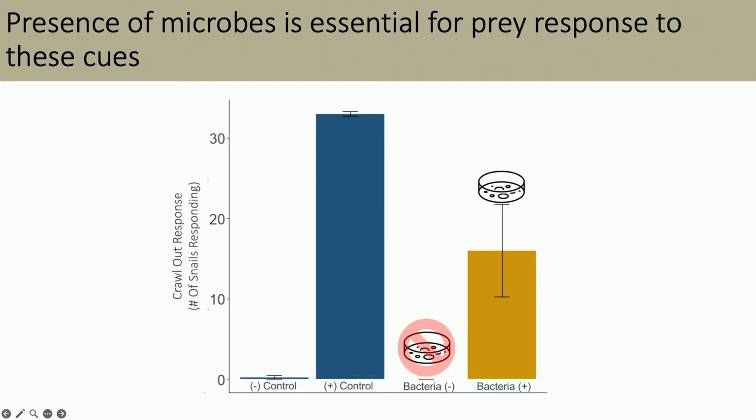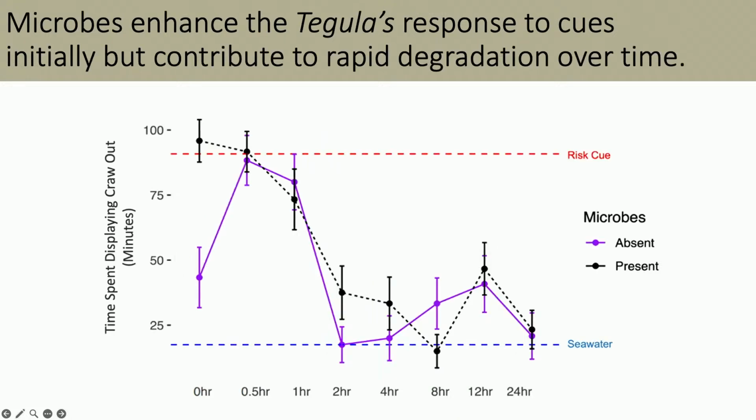So we also looked at a different way of getting rid of the bacteria from the cue. We used the antimicrobial agent tetracycline. And similar situation here. The red dotted line is the typical Pisaster risk cue and the time that Tegula spent out of the water in response to that. And then the raw seawater on the bottom. And then microbes absent in the purple symbols. That's the treatment that we added the tetracycline to.